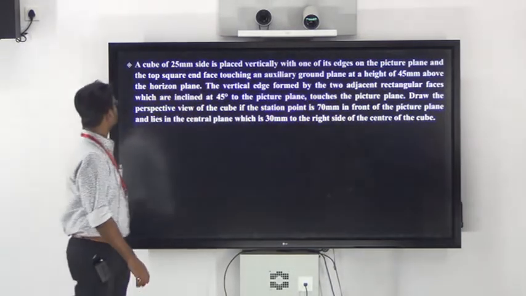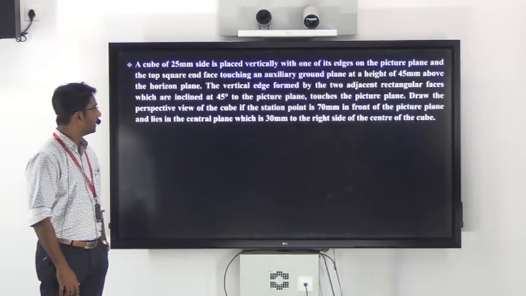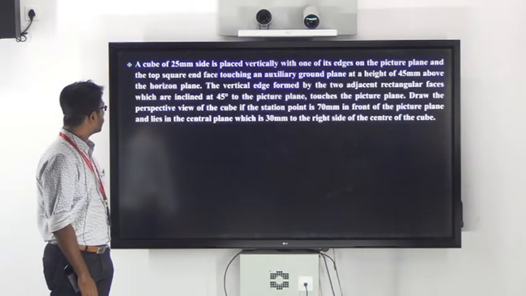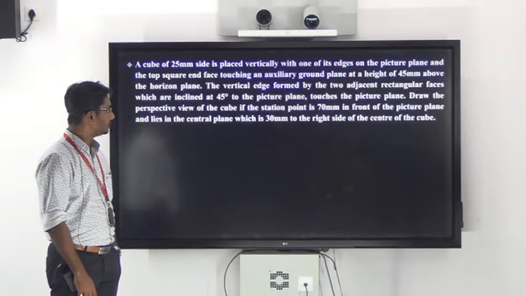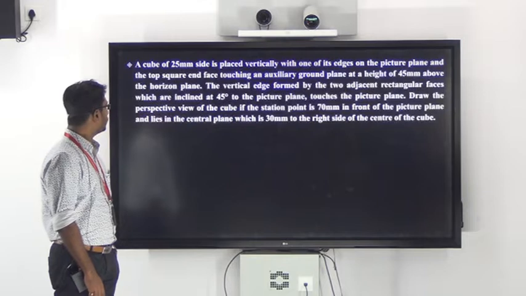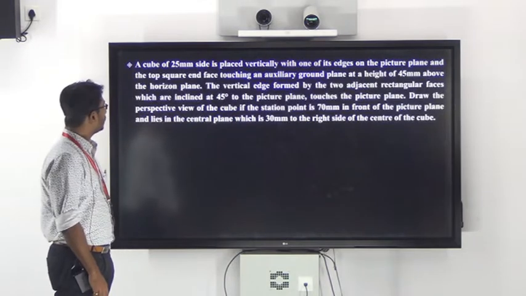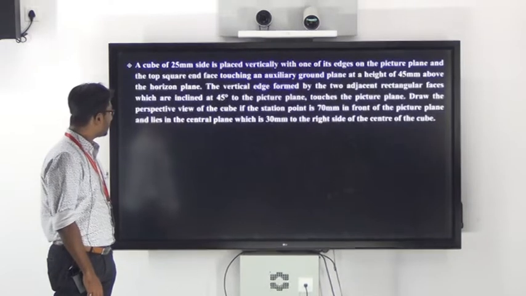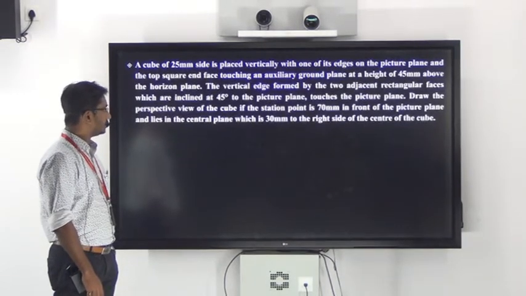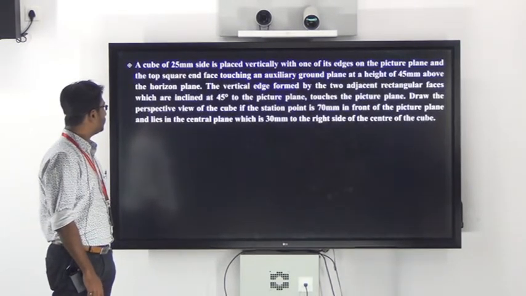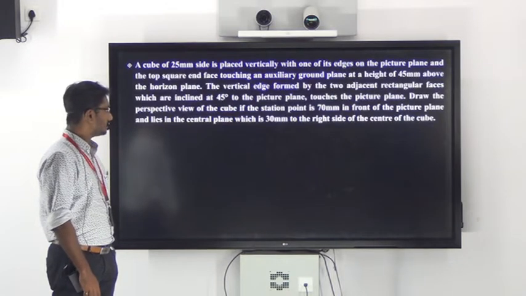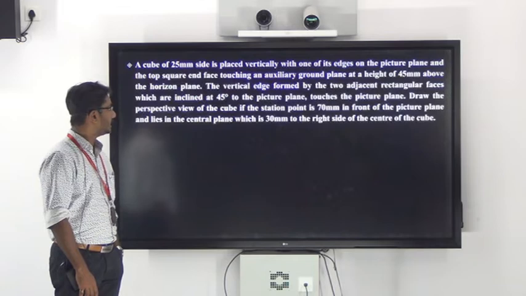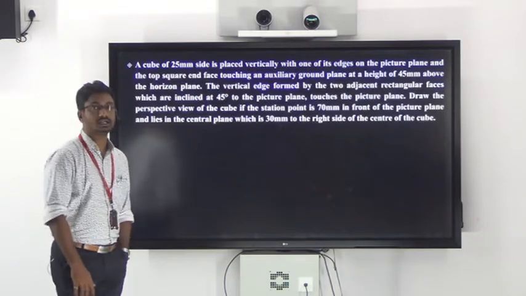Now the second question is: a cube of 25 mm side is placed vertically with one of its edges on the picture plane and the top square end face touching an auxiliary ground plane at a height of 45 mm above the horizon plane. Now the vertical edge formed by the two adjacent rectangular faces, which are inclined at 45 degree to the picture plane, touches the picture plane. Draw the perspective view of the cube if the station point is 70 mm in front of the picture plane and lies in the center plane, which is 30 mm to the right side of the center of the cube.